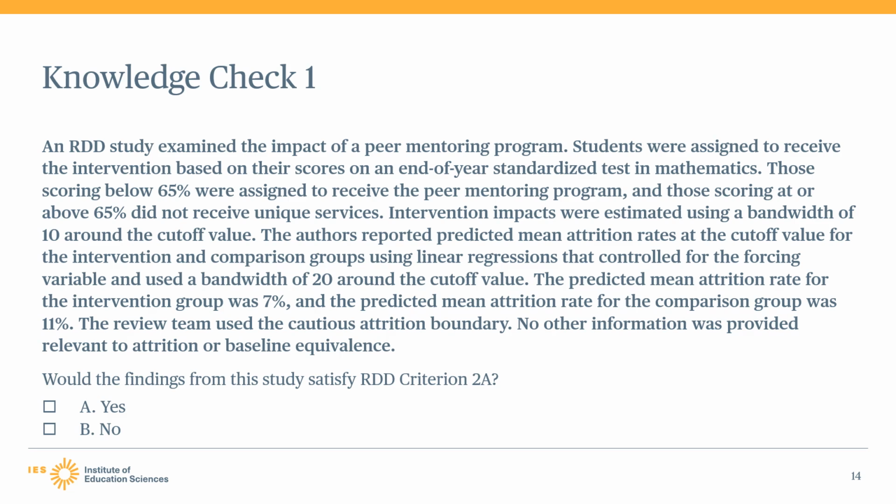Based on this information, would the findings from the study satisfy RDD Criterion 2A? In other words, is the combination of overall and differential attrition rates low, using an approach that has the potential to adjust most accurately for the forcing variable? Your choices are A, yes, or B, no. You may want to pause the video now to think about your answer.